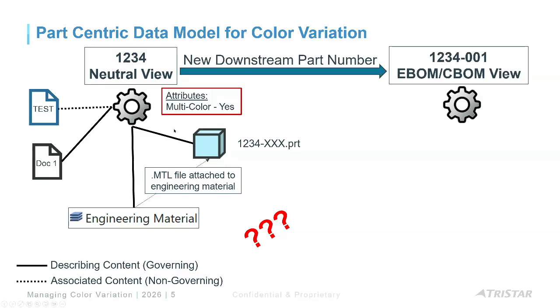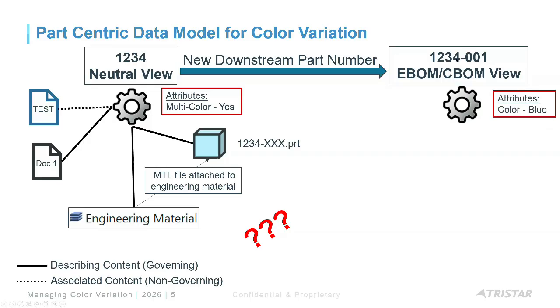Now, when you want to have a color variation on this part, there's an attribute that we can add to specify whether it's a multicolor part or not. So things like standard hardware, screws, bolts, washers, brackets, that may not vary in color. So the multicolor attribute would be set to no. If it's set to yes, then we can create a downstream view of that part.